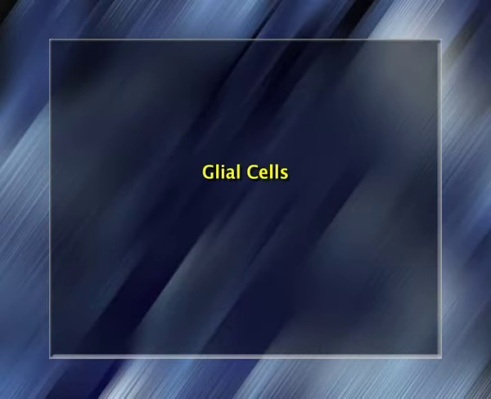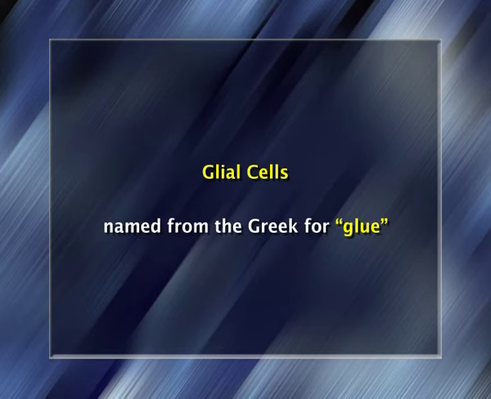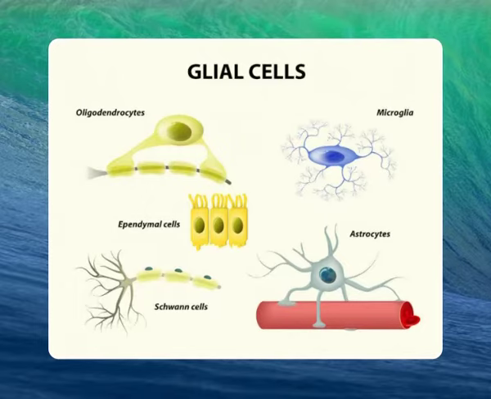Then the glial cells. Glial cells, named from the Greek for glue, are non-neuronal cells that provide support and nutrition, maintain homeostasis, form myelin, and participate in signal transmission in the nervous system. In the human brain, it's estimated that the total number of glia roughly equals the number of neurons, although the proportions vary in different areas.